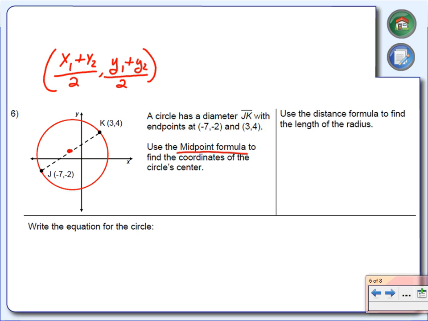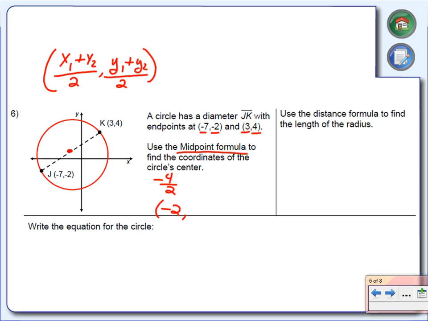So let's see what we get. Let's start with the x's. If I add the two x's, negative 7 plus 3. What's the negative 7 plus 3? Negative 4. But we still got to divide that by 2. But what's the negative 4 divided by 2? Negative 2. So we're halfway there. We know what the x value is in our center. Now let's go over to the y's. We're going to add the two y's.